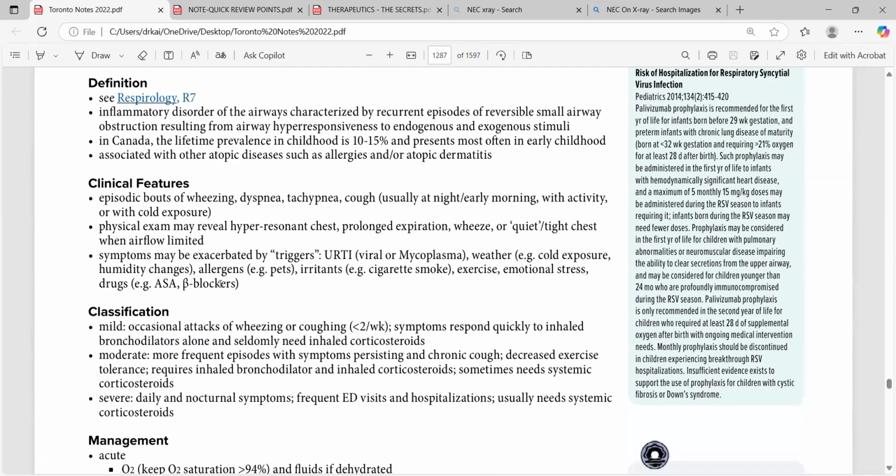Then talking about asthma, one of the most important things is when you are going to label a child with asthma. Before 5 years, it's very unlikely we label it as asthma. We consider it as acute respiratory distress syndrome and treat it like that, but we don't write it down as asthma before 5 years, because we have to do spirometry, and spirometry cannot be done before 5 years.